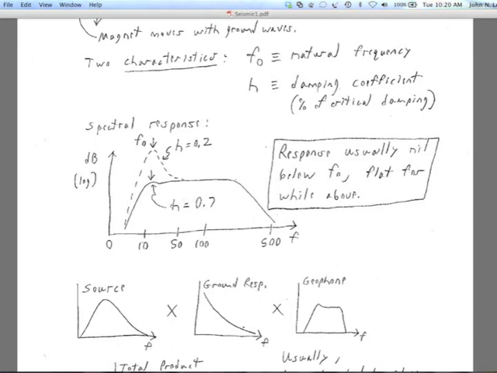But these geophones are designed with this 70% of critical damping to have a flat response between the natural frequency and many times the natural frequency. Ours are at least 50 times the natural frequency. So they record a pretty broad spectrum of waves.